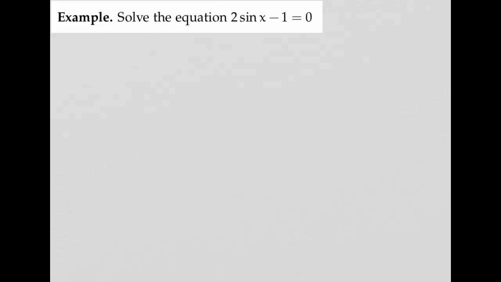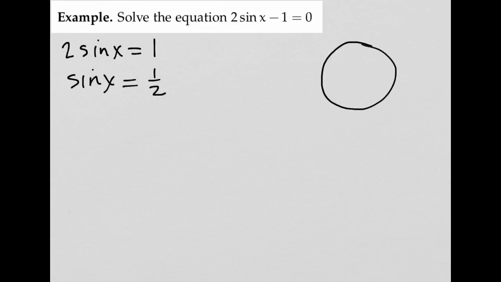Let us start the first example by solving the equation 2 sine x minus 1 equals 0. So start solving the equation by adding 1 to both sides to get 2 sine x equals 1. Dividing by 2 on both sides, we get sine x equals 1/2. And for what angles is the sine function equal to 1/2?